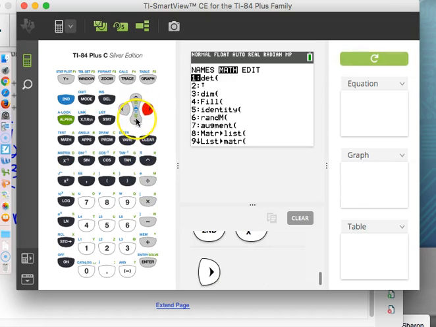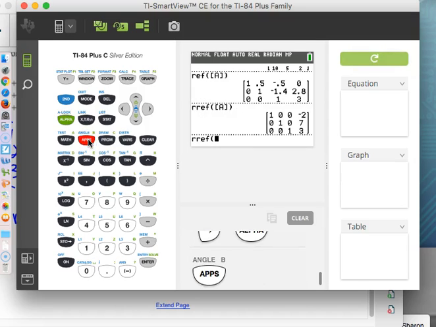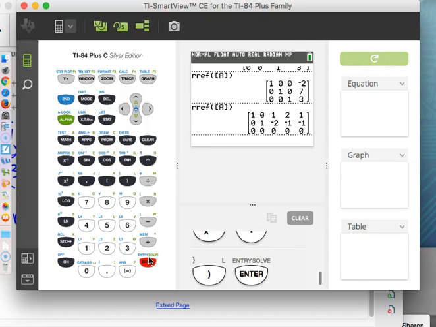Math. And I actually can hit alpha B, and that'll make it pop up. It's a little bit faster to do it that way. Or you can scroll down. Second matrix. There's our baby. Bam. And that's the mess we get.